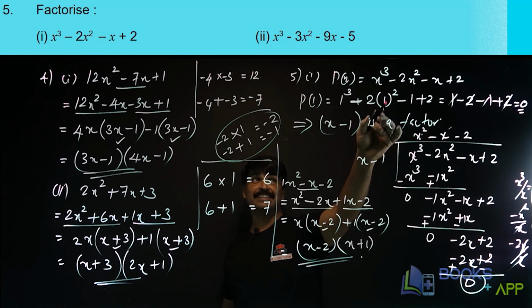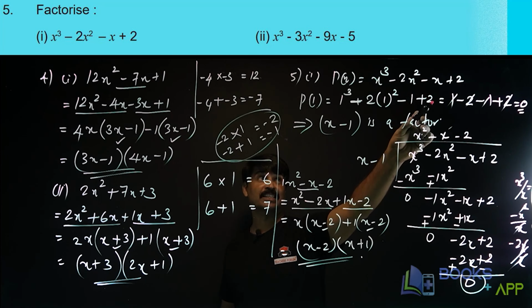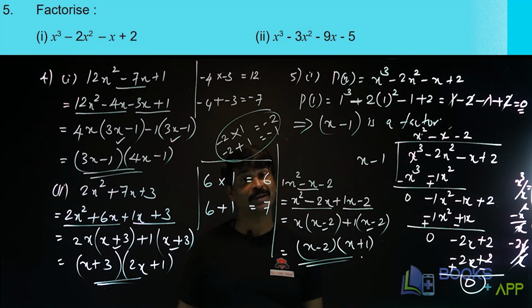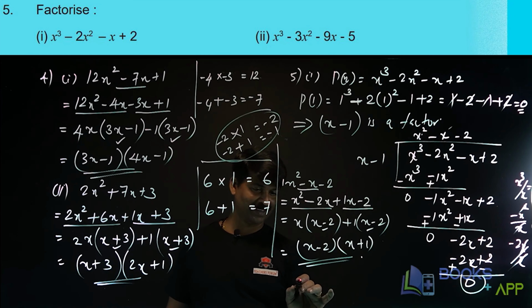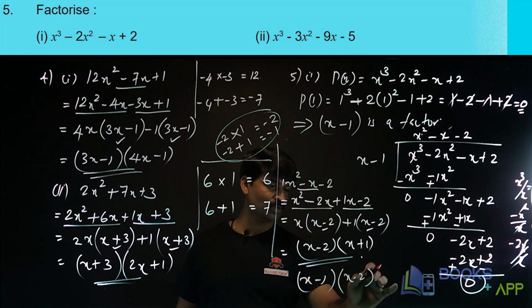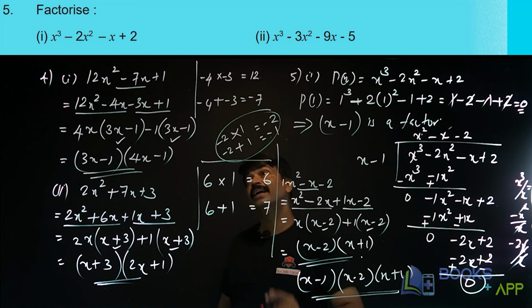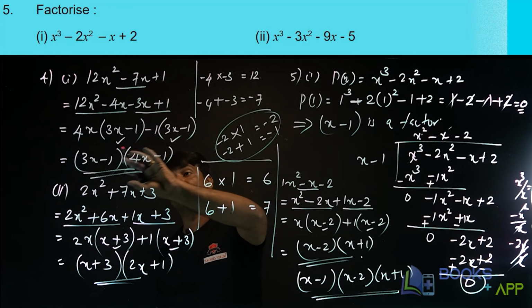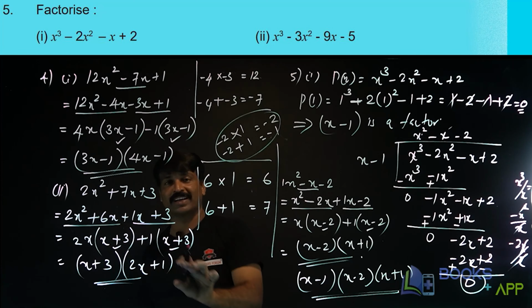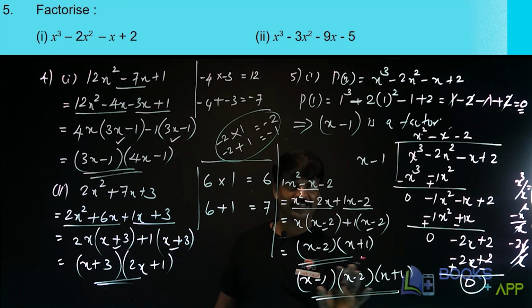So how can you factorize x cube minus 2x square minus x plus 2? When you factorize this, what will you be getting? One factor is x minus 1. What are the other factors? Other factors are x minus 2 and x plus 1. You see, here the degree is 3, so you will be getting 3 factors. Here the degree is 2, so you got 2 factors. Degree is 2, 2 factors. Degree is 3, so you will be getting 3 factors.